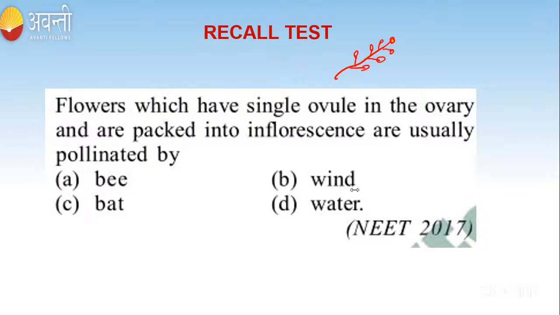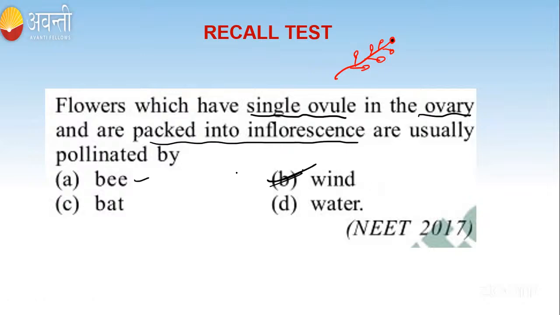Most of them gave the correct answer, that is B, and some gave C because they are getting confused. Okay, no problem. See here, guys. The flower which has a single ovule, this is a unique character. Just remember, single ovule in the ovary and packed into an inflorescence. This is the characteristic of wind pollination. Okay, fine. Let us come to the bee.